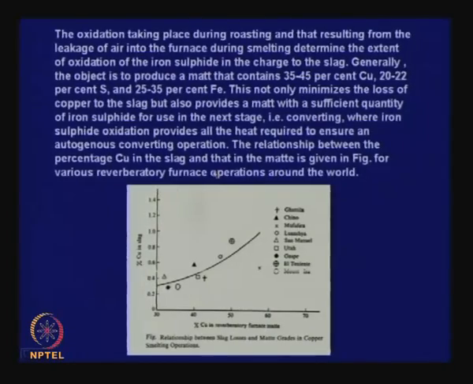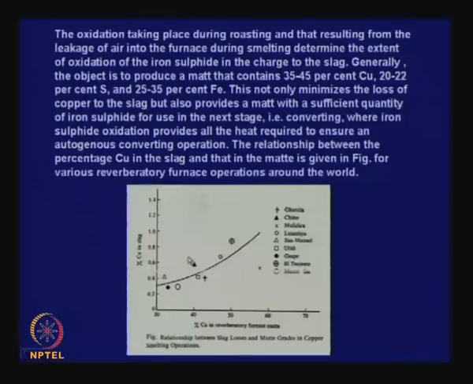So, wherever we are producing matte in the smelting step, data have been taken and it has been found that the higher the percentage copper in the reverberatory furnace matte, the higher will be the copper losses in the slag. But it is never more than 1%. The copper losses are not that alarming.